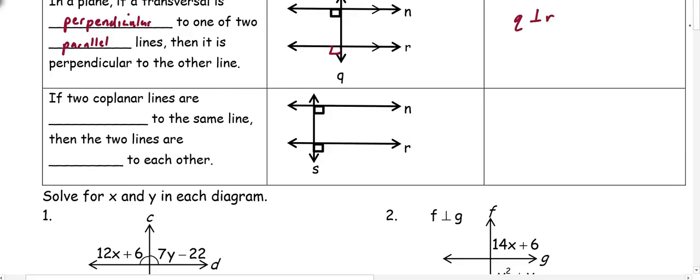If two coplanar lines are perpendicular to the same line, then they are parallel to each other. So in this case, N is perpendicular to S, R is perpendicular to S, so we can make the conclusion that R and N are parallel. So let's use this idea to solve for variables.